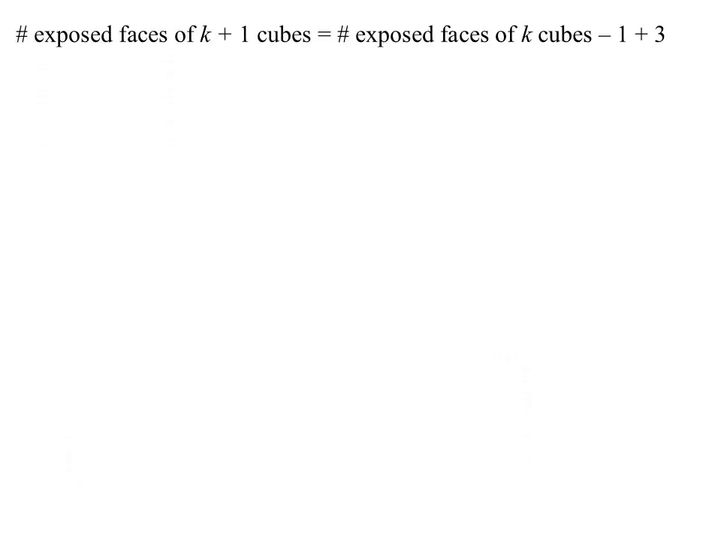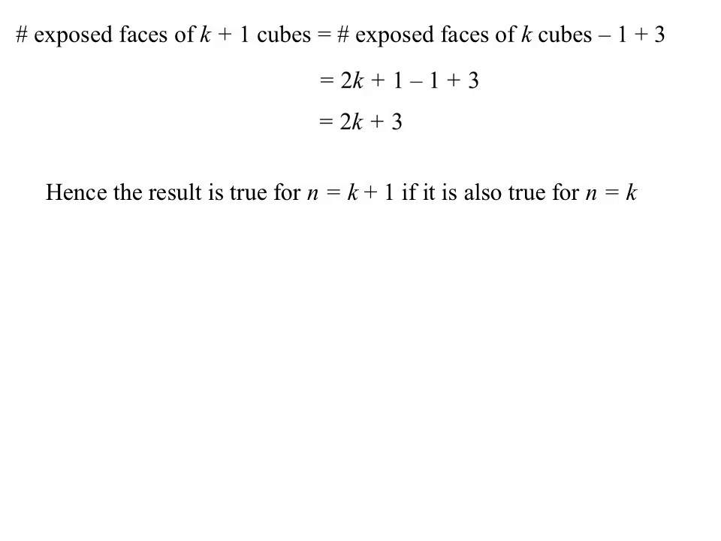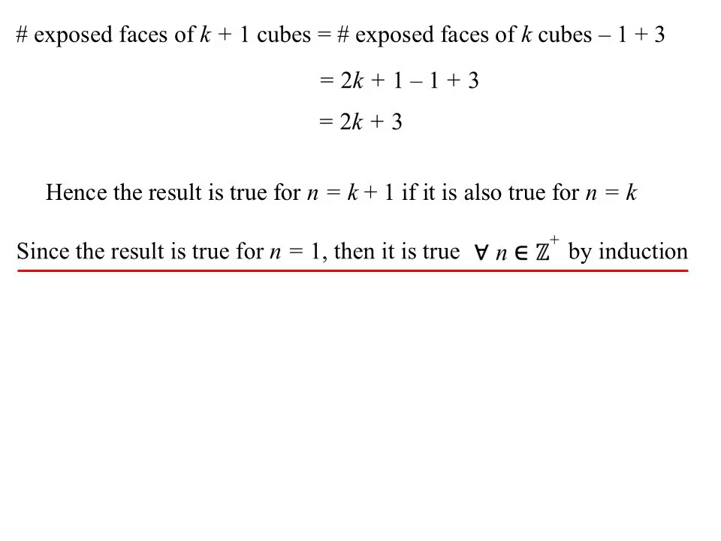So what I now know is the number of exposed faces of k plus 1 cubes will be what I had originally, but then I've subtracted one face, but added another 3. Well, I assumed that k cubes had 2k plus 1. Subtract 1, add 3, I get 2k plus 3. And that was what I wanted to prove. Hence the result's true for k plus 1 if it's true for k. So don't be afraid to draw diagrams in your proof. As long as it's clear and you explain it well, it can be a good proof.